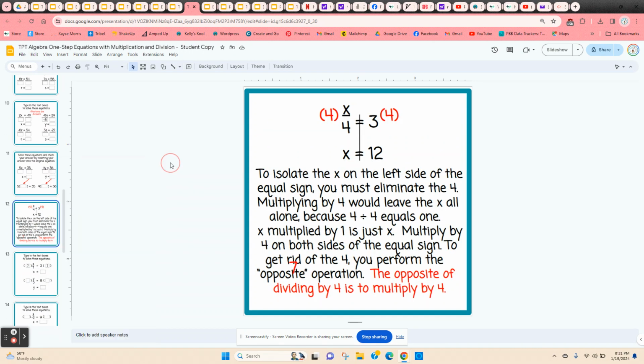Then we're going to move into division. So again, we're going to do the opposite operation. So if they're dividing by 4, the opposite would be to multiply by 4 on both sides. And when you do that, the 4's cancel each other out because 4 divided by 4 is 1. And that gives you 1x equals 12.